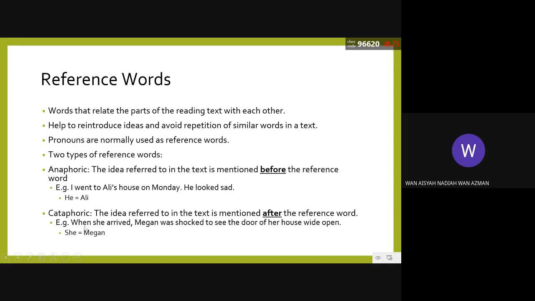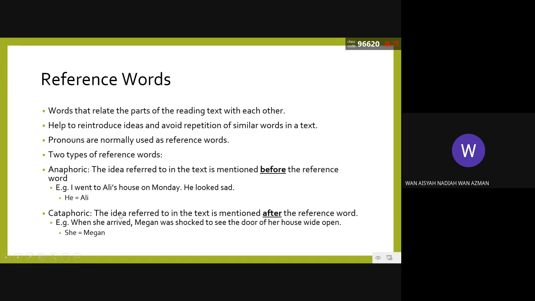So, for instance, when she arrived, Megan was shocked to see the door of her house wide open. In this sentence, the reference word is the word she. She here is the pronoun, and it refers to Megan. It's about a girl named Megan. So the idea referred to in the text is mentioned after the reference word.